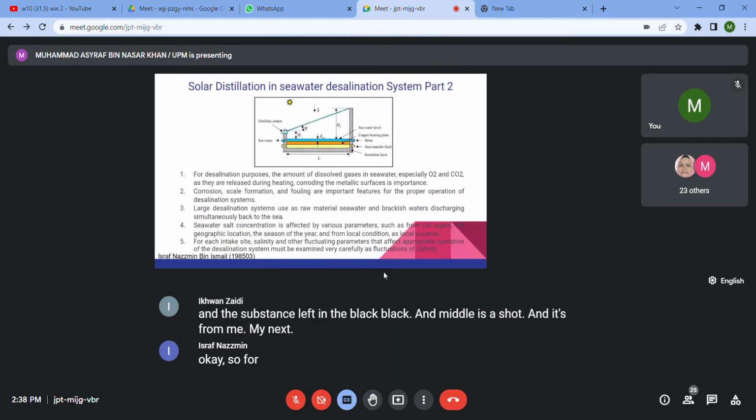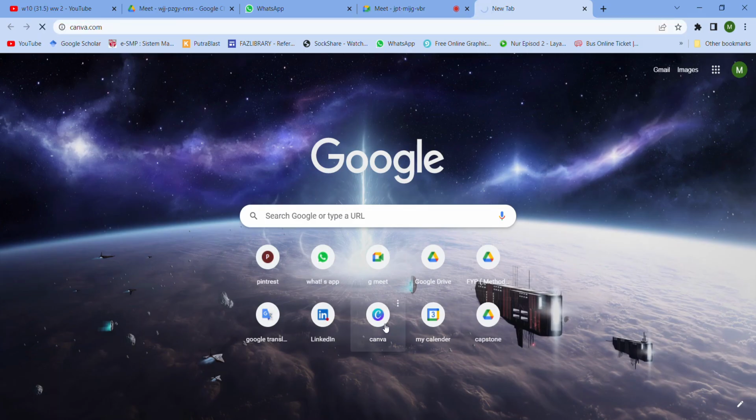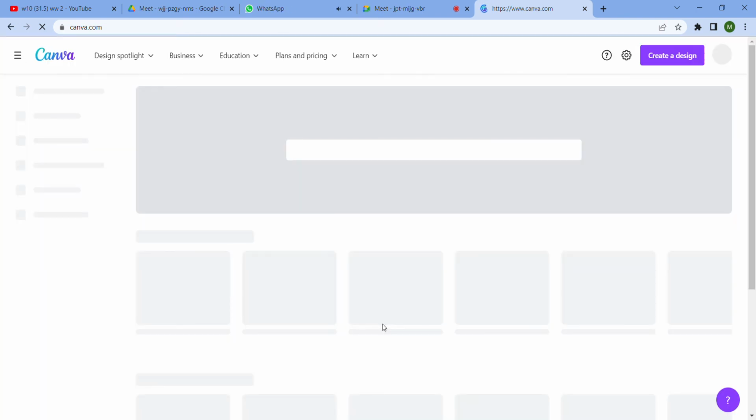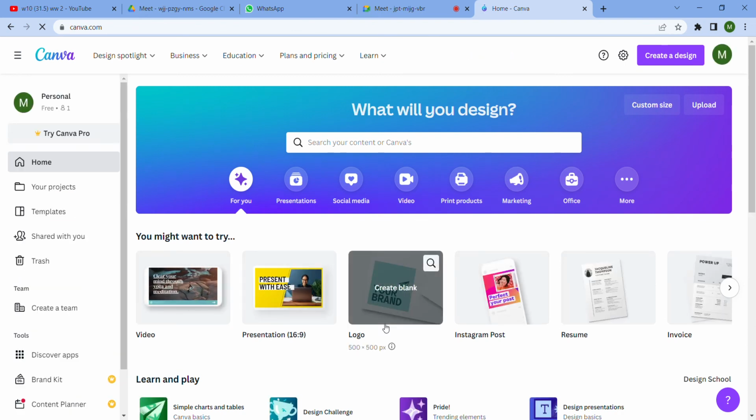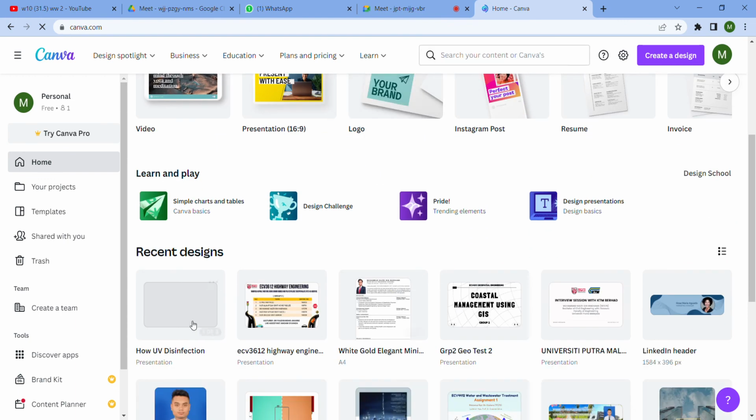Okay, so for solar distillation part 2. Thank you. For the desalination purpose, the amount of dissolved gases in seawater, especially oxygen and carbon dioxide, as they are released during heating, corroding metallic surfaces, is very important. So corrosion, scale formation and fouling are also important factors for the proper operation of desalination systems.